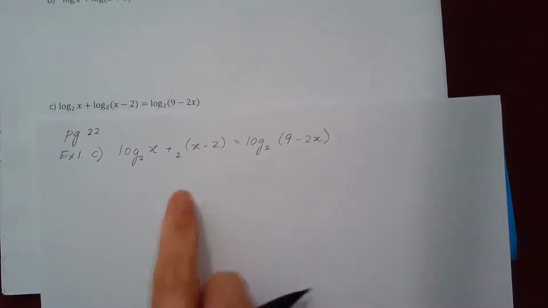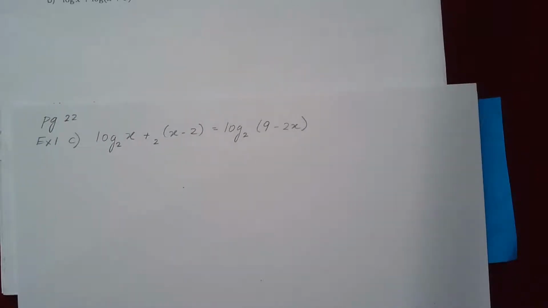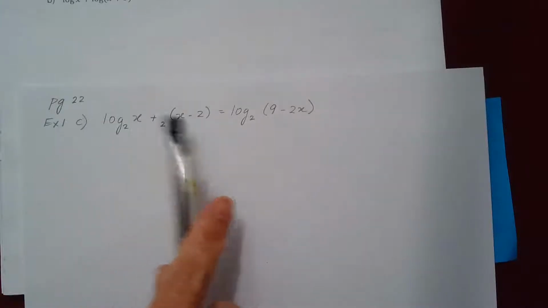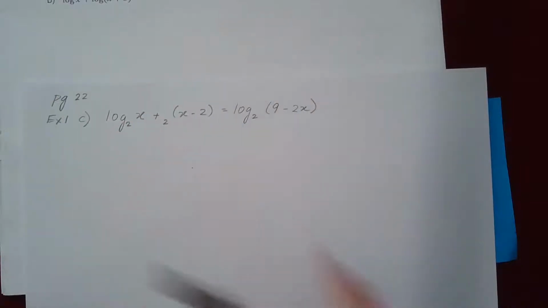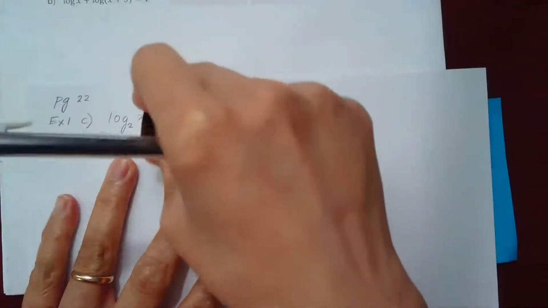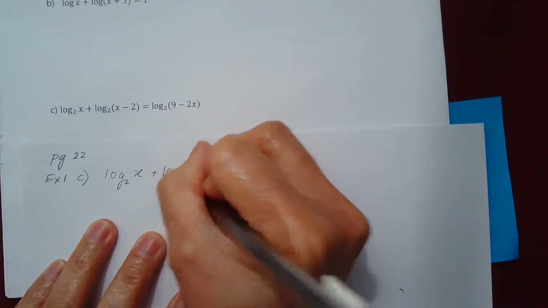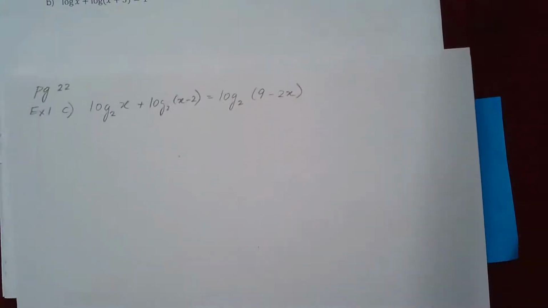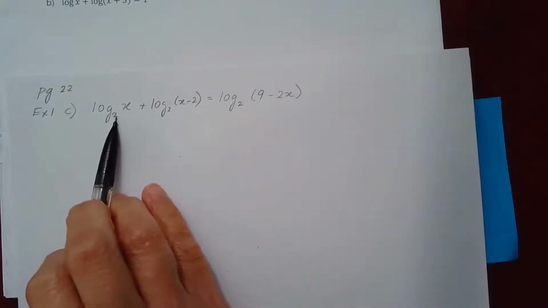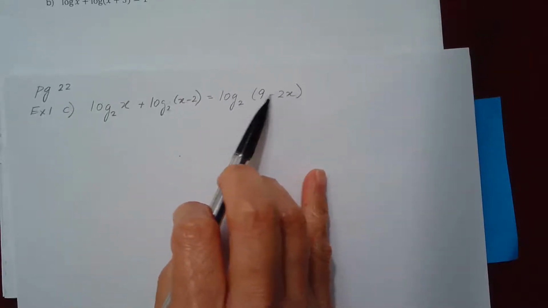Okay, so this is really interesting. So how can we go about this one here? Now you see here, these 2 logarithms. Oh, I forgot to put log. There you go, much better. So log of x base 2 plus log of x minus 2 base 2 is equals to log of 9 minus 2x base 2.